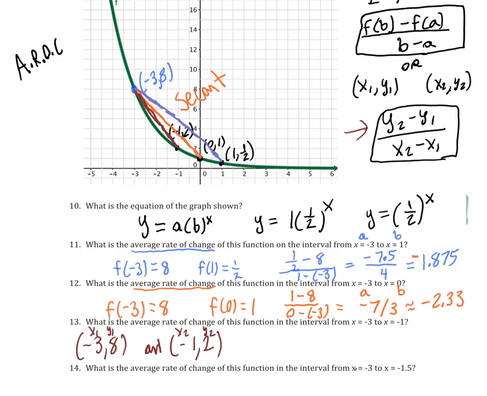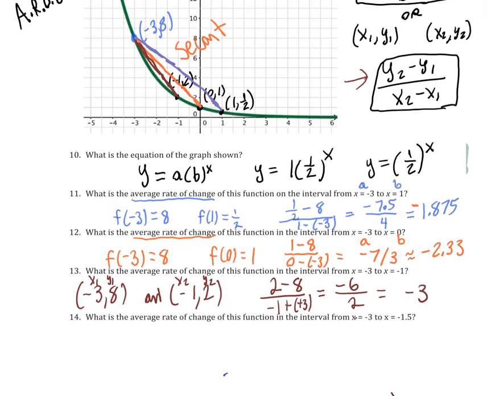So to find my average rate of change, I would have 2 minus 8 divided by negative 1 minus negative 3. And so I'd get negative 6 over, this becomes addition, negative 6 over 2, which is negative 3. So it's as we predicted, even steeper. And then finally, the average rate of change on this function on the interval from negative 3 to negative 1.5.